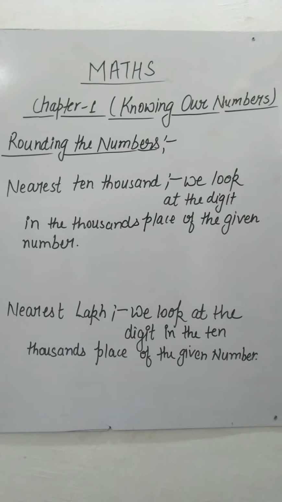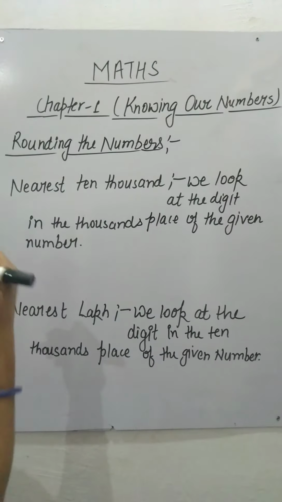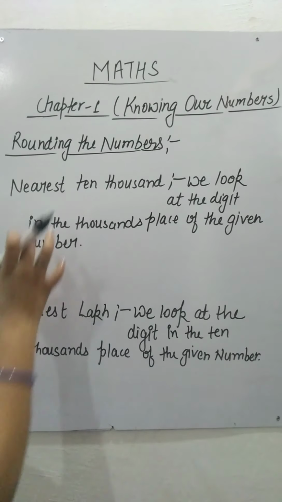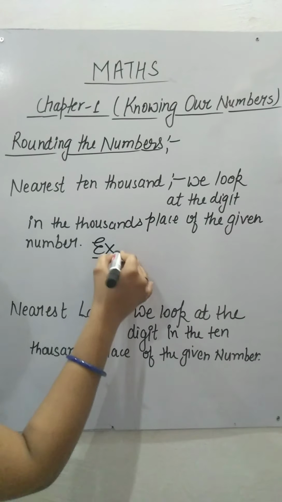So students, now we will continue the revision of chapter one, Knowing Our Numbers. Today's topic is rounding the number. So students, how to round off the numbers? Rounding a number to the nearest 10,000. We have an example like this.